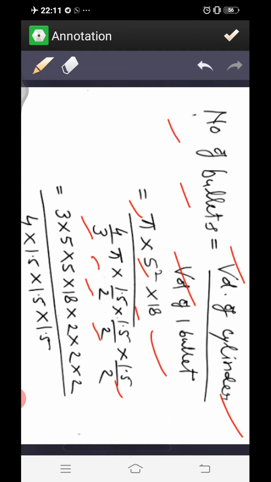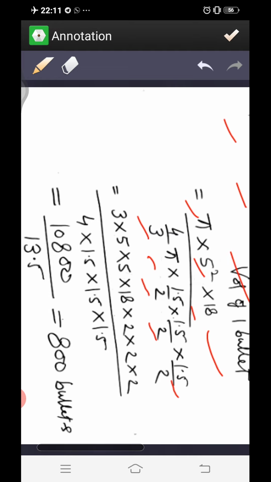So all these denominators will go up. We will get 3 into 5 into 5 into 18 into 2 into 2 into 2 upon 4 into 1.5 into 1.5 into 1.5. So we get the numerator part 10,800, and the denominator part we get 13.5.